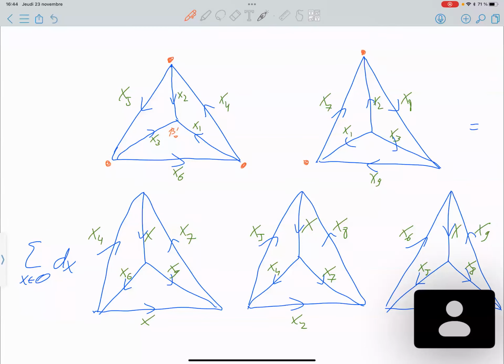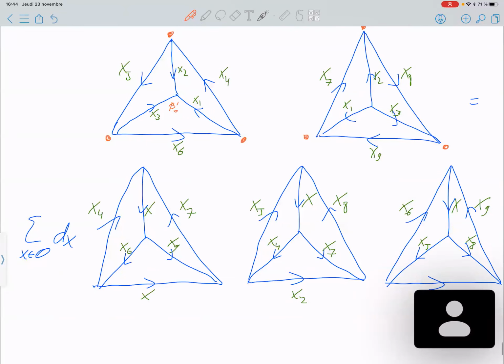Same for the picture for the triangular prism. You can replace the morphism by bullet like that. Oh, I missed one.